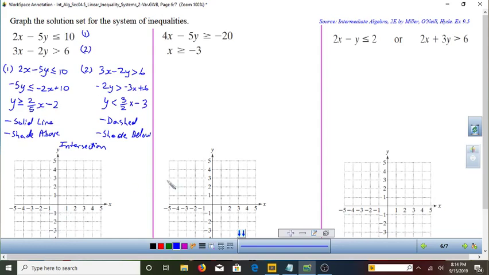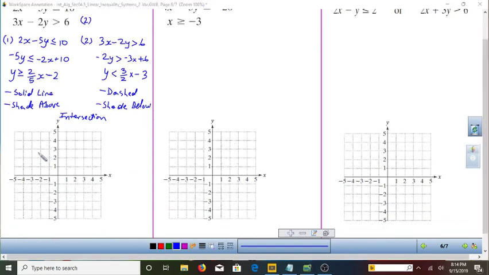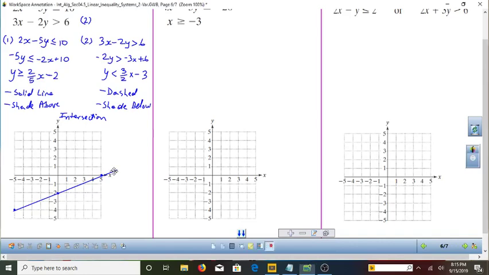I'm starting with this first one on the left. Negative 2 is the y-intercept, and then the slope is up 2 to the right 5. I could also have gone down 2 to the left 5. And then I would draw a solid line going through those points. Almost had it.